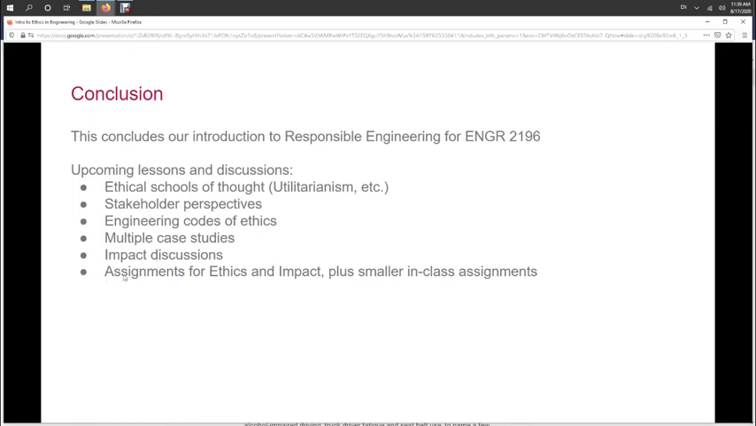There will be assignments for impact and for ethics, one assignment for each at least, and probably smaller in-class assignments. I usually ask you to finish those within 15 minutes. I'm generally asking, you may watch a video and then I'll ask you for your opinion on the video or something that you learned. Short writing assignments. So that concludes our introduction. Ethical schools of thought will be coming up next.